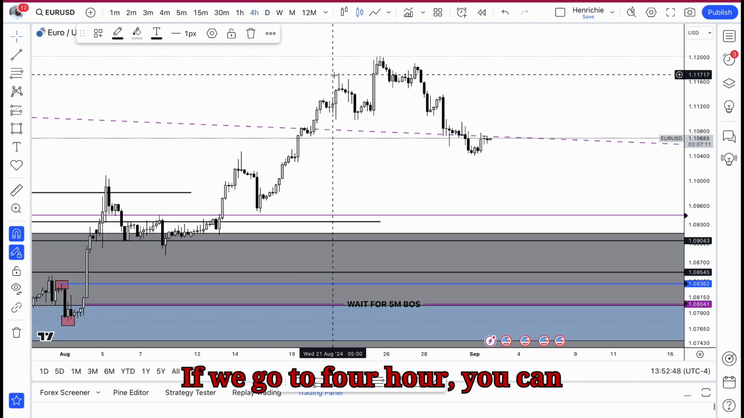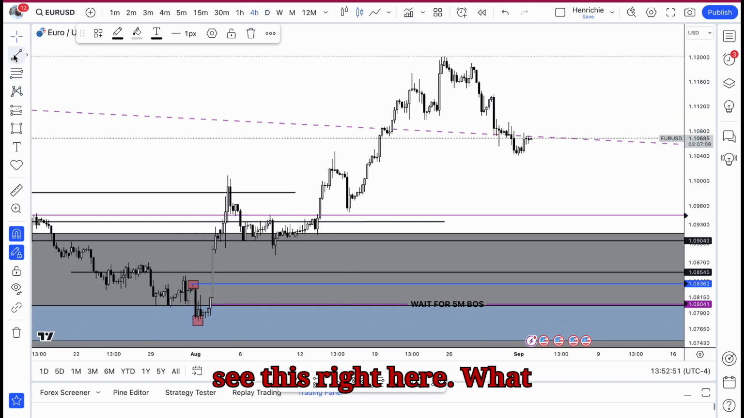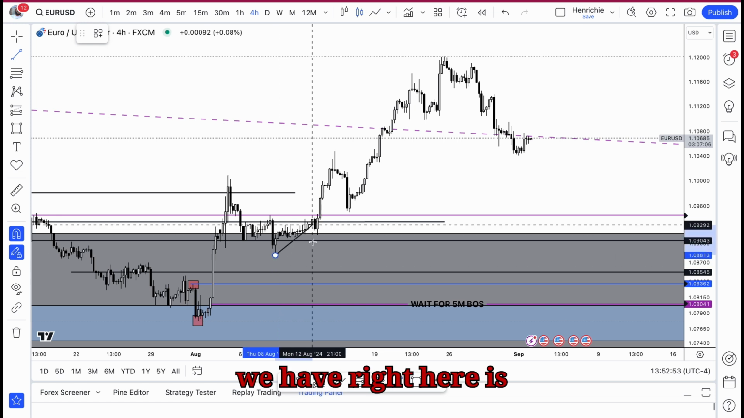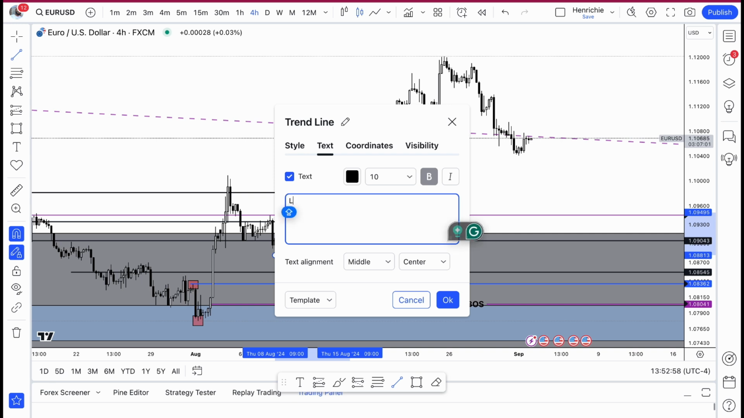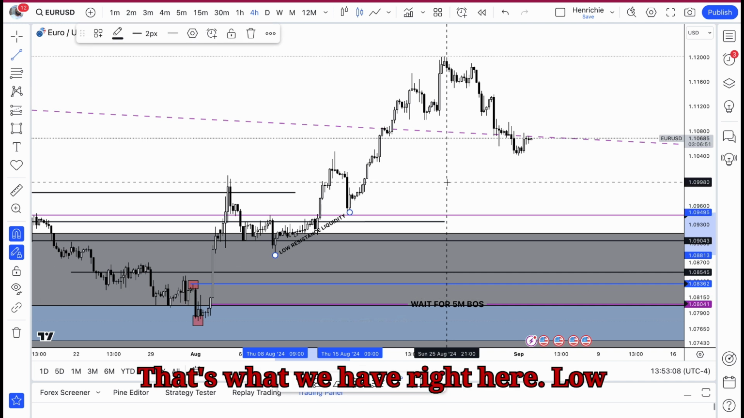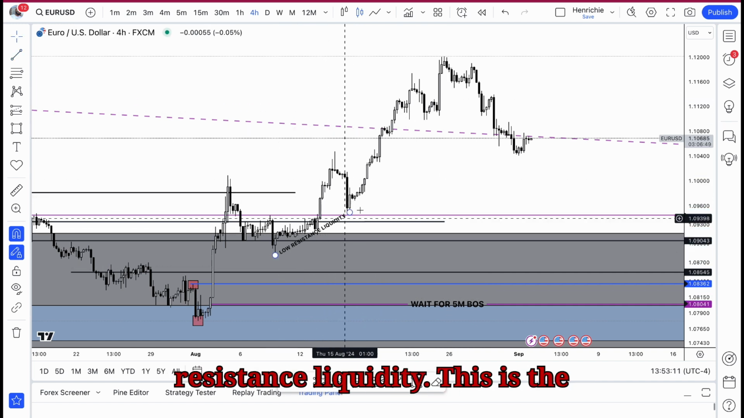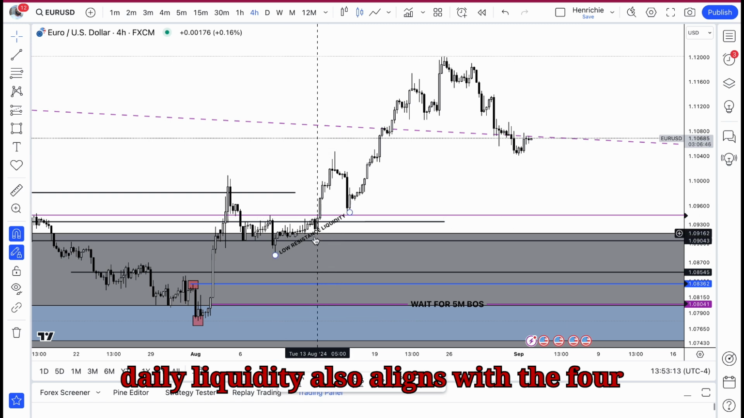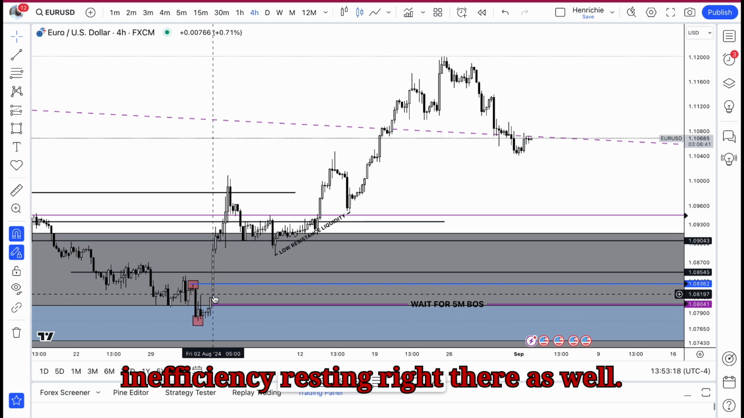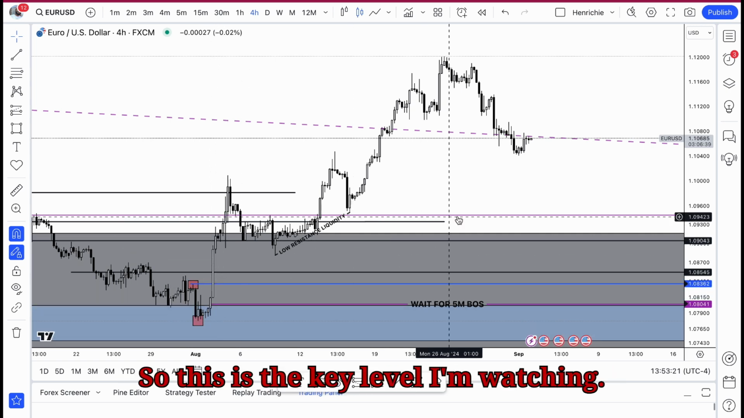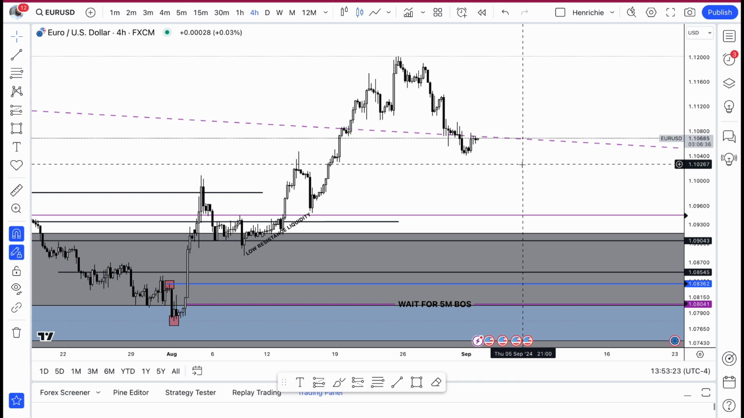If we go to 4 hour, you can see this right here. What we have right here is a low resistance liquidity. That's what we have right here, low resistance liquidity. This is the daily liquidity, also aligns with the 4 hour liquidity, and we'll have an inefficiency resting right there as well. So this is the key level I'm watching. I'm watching this very closely.